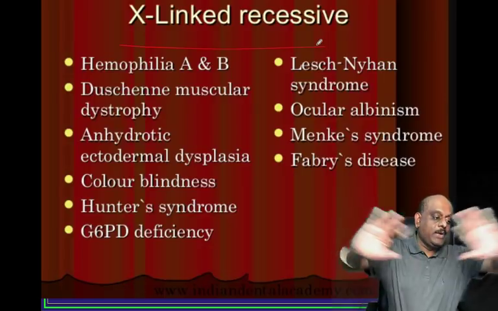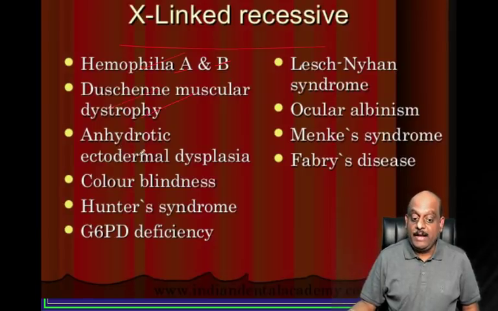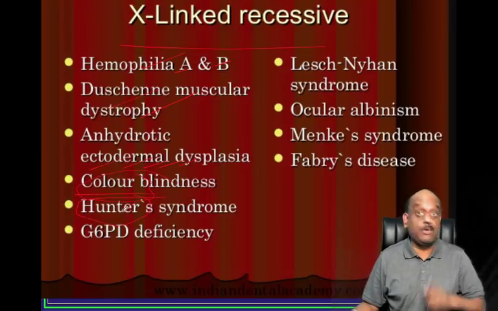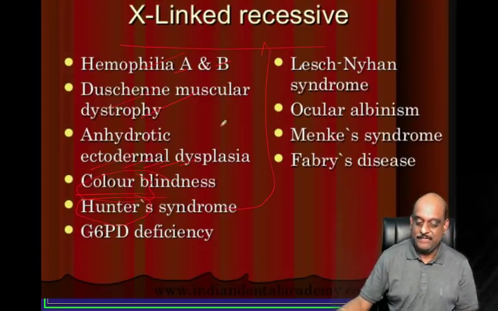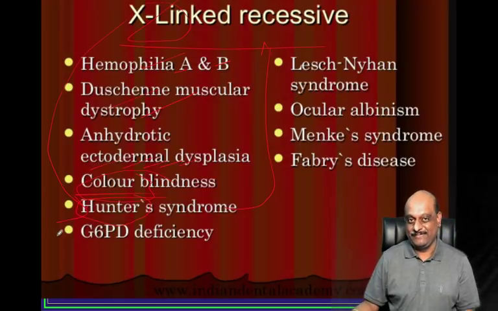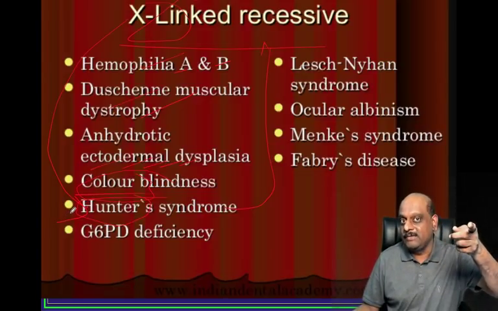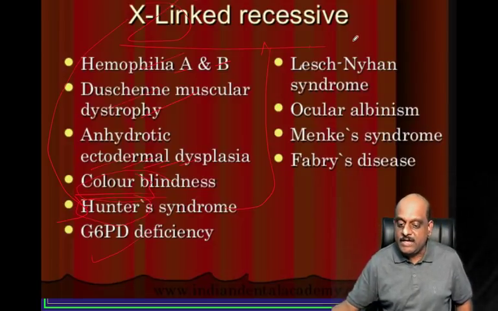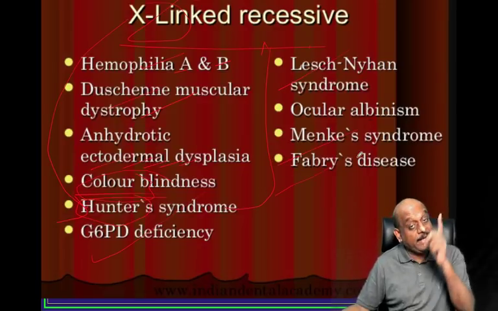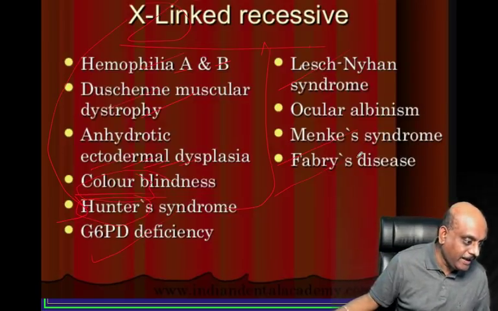Then the whole list of X-linked recessive has to stay in your mind. Hemophilia A and B, Duchenne's muscular dystrophy, anhidrotic ectodermal dysplasia, color blindness, Hunter syndrome. Hunter. Whom do they hunt? Boys hunt for girls. So Hunter is X-linked. To hunt, you need to see, so corneal clarity is Hunter. Corneal clouding in Hurler, don't forget. G6PD deficiency, Lesch-Nyhan, Menkes, Fabry is F for Fabry, F for female, female for X, X-linked is Fabry, is what you need to remember.